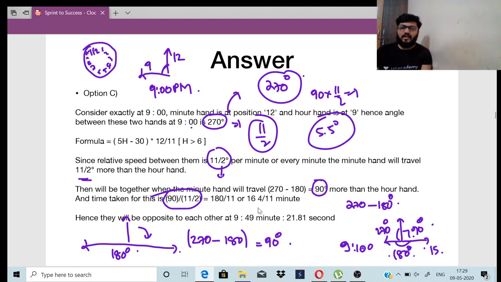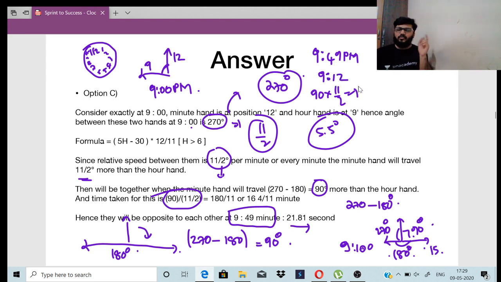Okay, 180 by 11 or 16 4 by 11 minutes. They will be opposite to each other at 9 is to 49 minutes or 21 is to 81 seconds. So there are two things here. At first they will be equal to each other at 9:49 p.m. and second they will be each other at 9:12. Okay, 9:12 6 by 4.